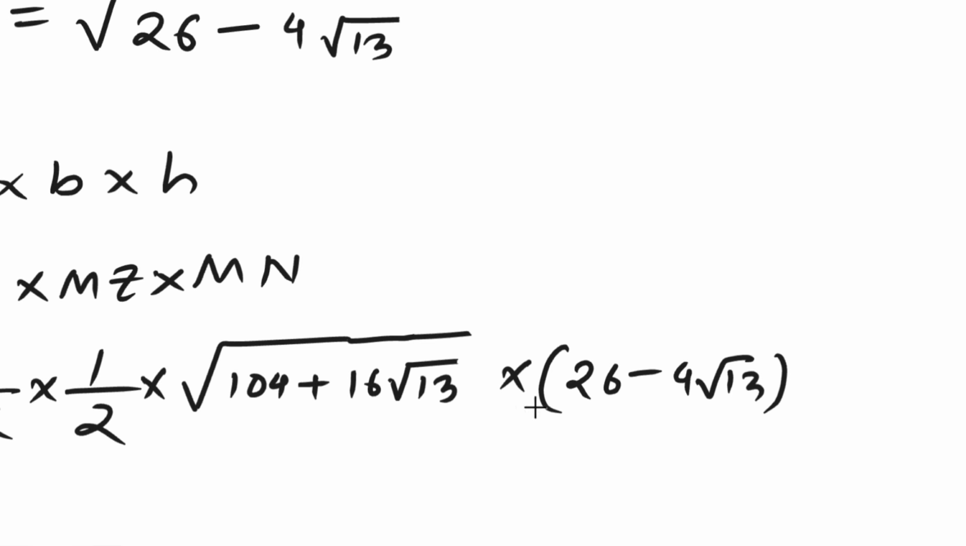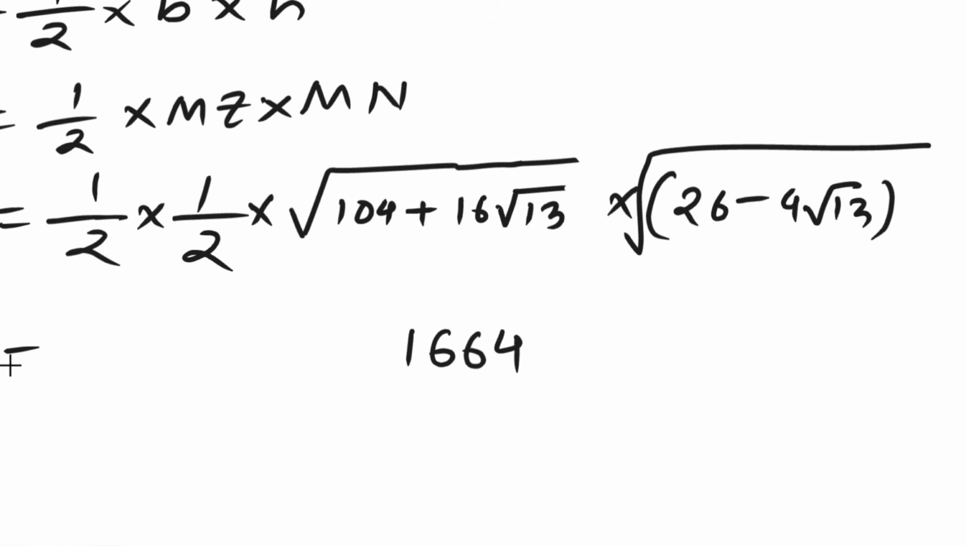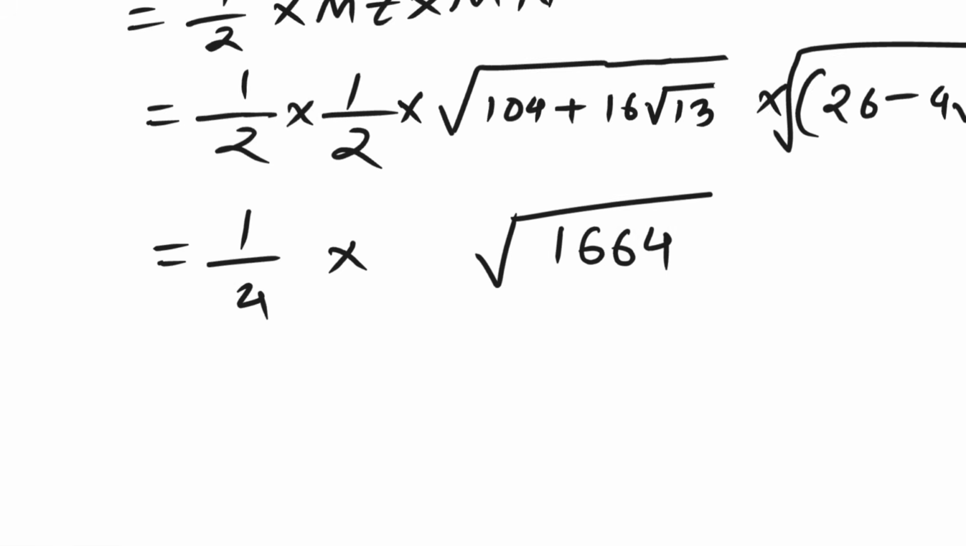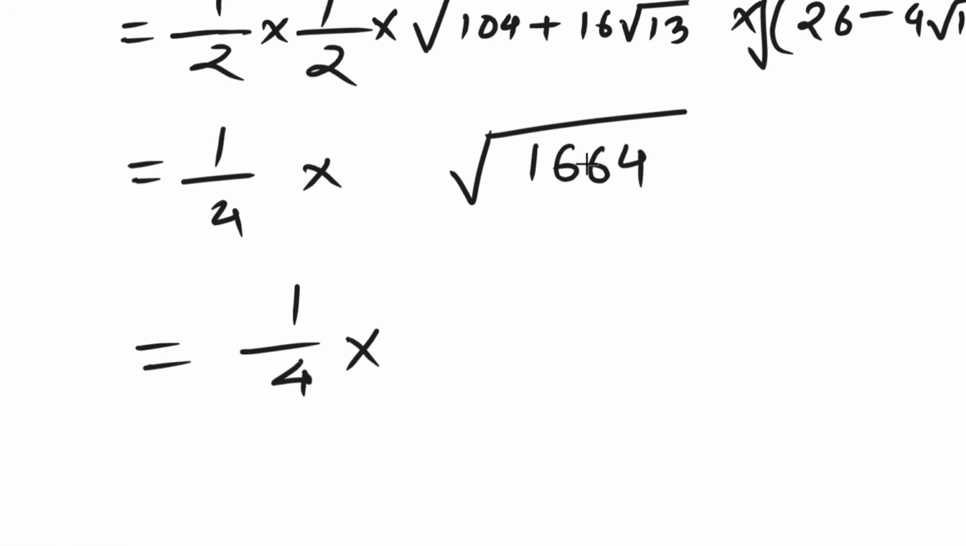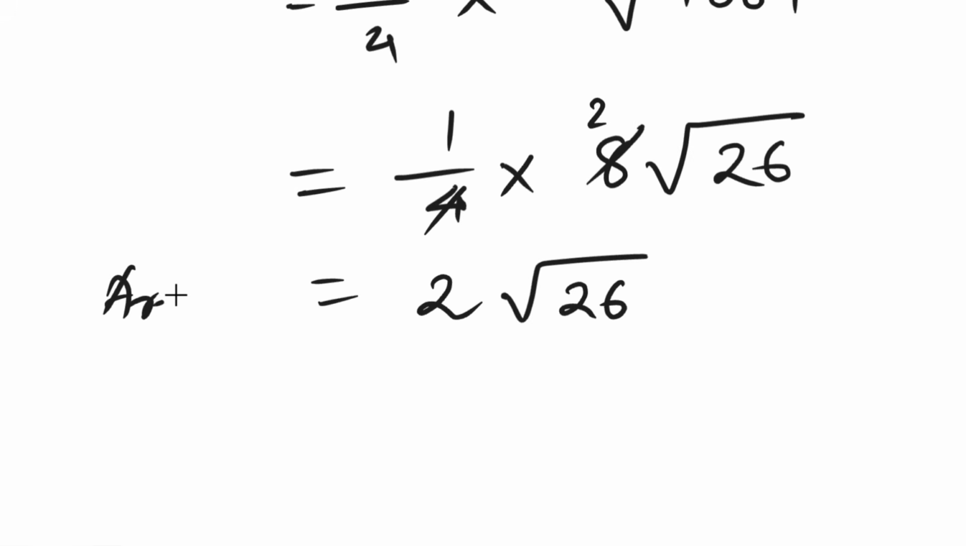Notice that the product of the two expressions inside the square roots is 1,664. Therefore, the area becomes 1/4 multiplied by the square root of 1,664. Since the square root of 1,664 is 8 times the square root of 26, dividing by 4 gives 2 times the square root of 26. So the exact area of triangle ZNM is 2 times the square root of 26 square units.